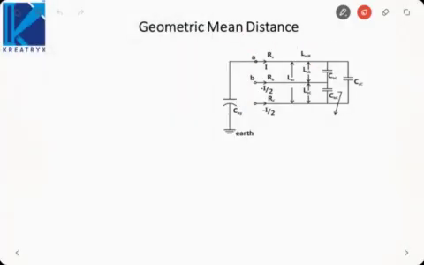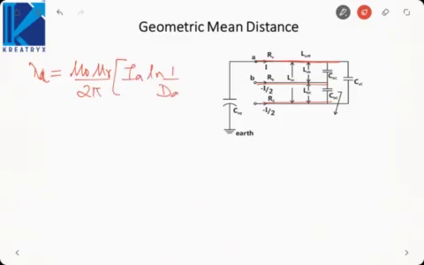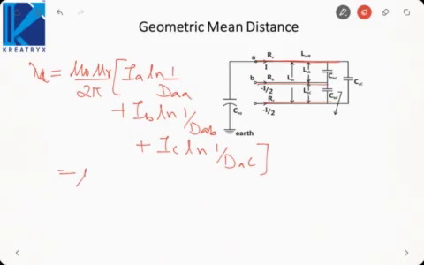Now let us take an example of this system in which phase A is carrying a current I, other two phases are acting as return conductor. So if I want to find flux linkage of ith or flux linkage of A phase, mu naught mu r by 2 pi, then Ia ln 1 by daa plus Ib ln 1 by dab plus Ic ln 1 by dac. Okay, Ia is equal to I, other currents are I by 2.